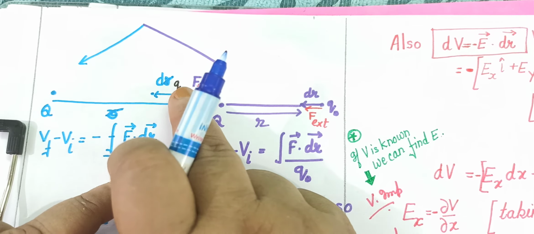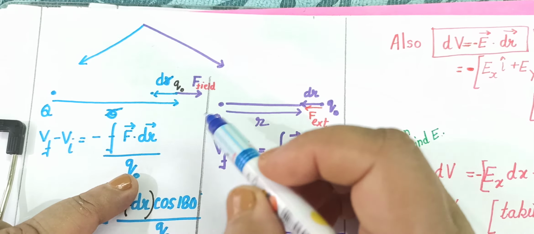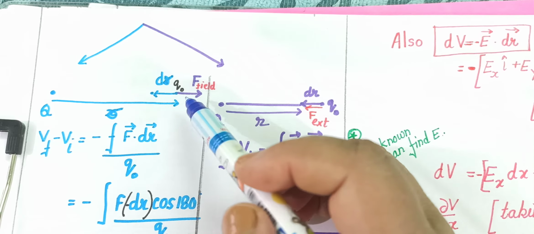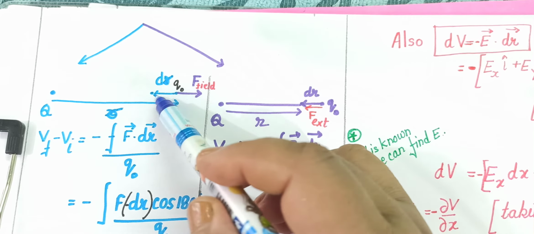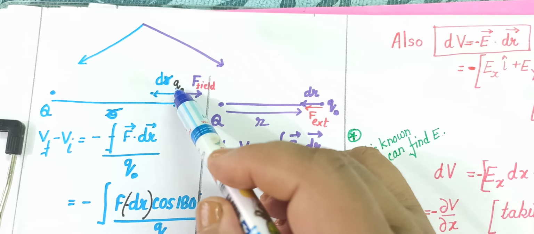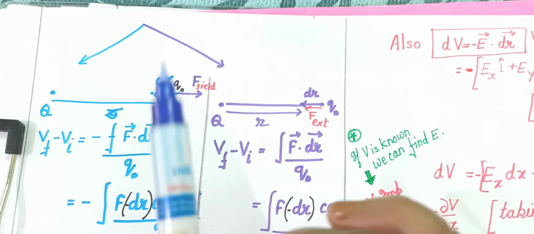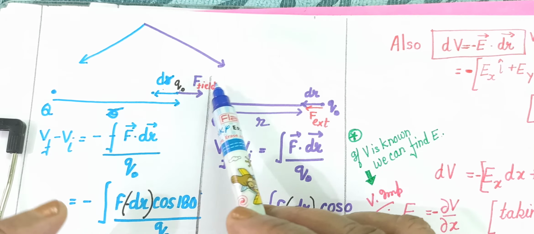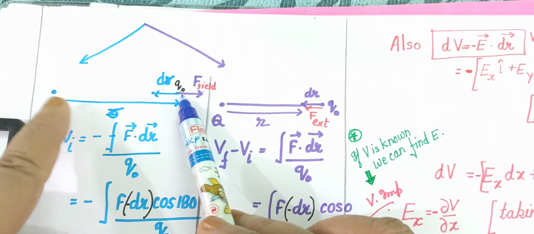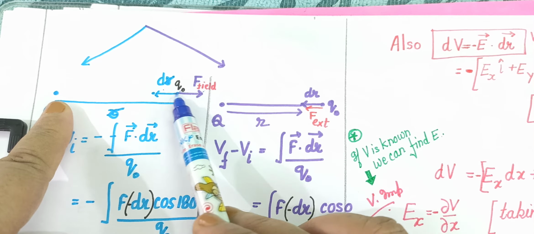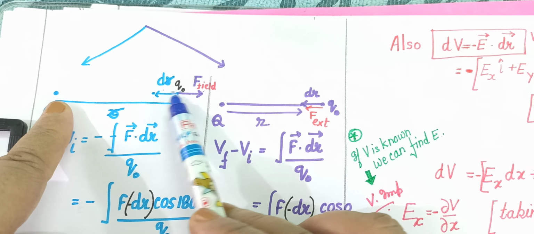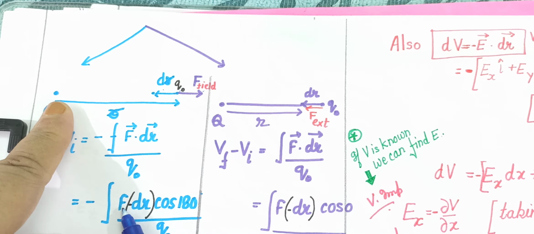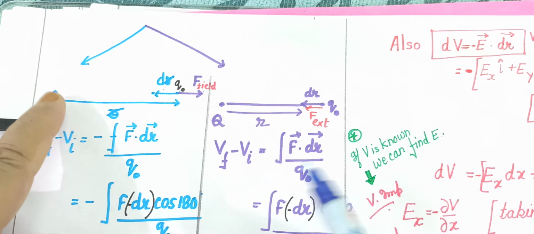Actually, Q naught has to move from initial to final, but since force, electric force, depends upon distance, it varies at every moment. So we shift Q naught by a small displacement dr, and we find the work done for this small displacement dr. And that's work done by the field. Just check it out. Field of Q is repelling it. Displacement is opposite to field. So F dot dr will be F magnitude of dr cos 180.